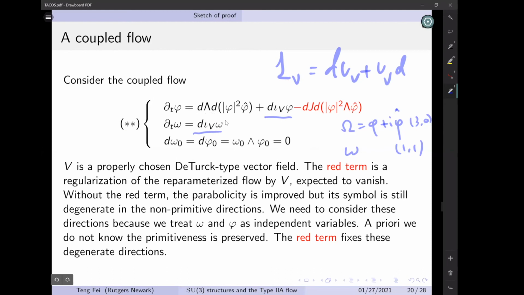Because everything on the right-hand side is D exact, we still have an integrability operator. And if we don't add this red term, then if you compute the symbol, there's still some degeneracy in the non-primitive direction. And a priori, we cannot assume phi is always primitive with respect to omega. They're independent because we are treating them as independent variables. So this red term actually fixes these degenerate directions.